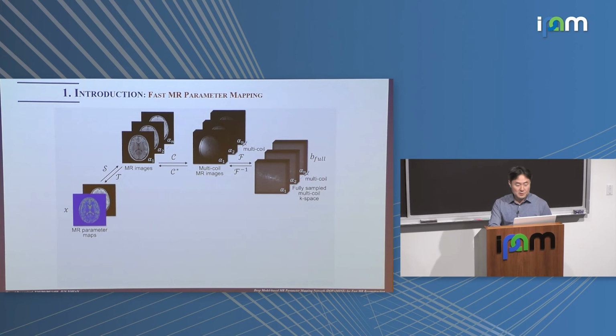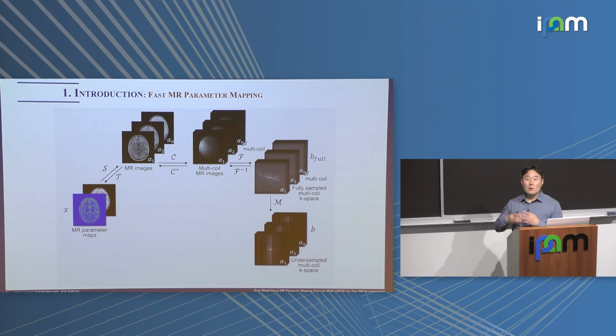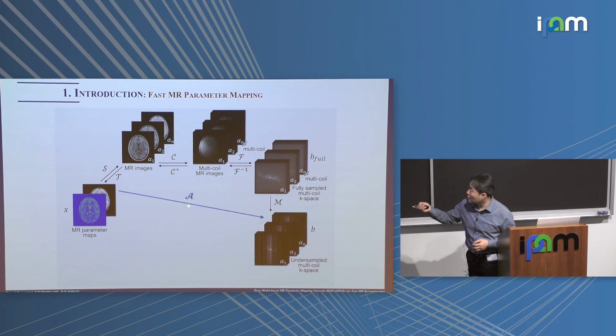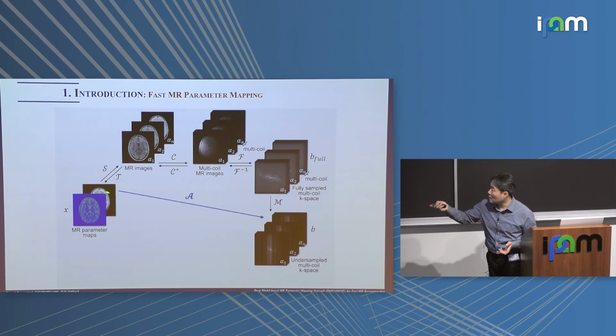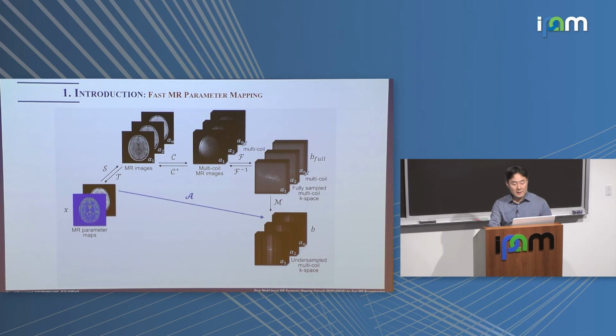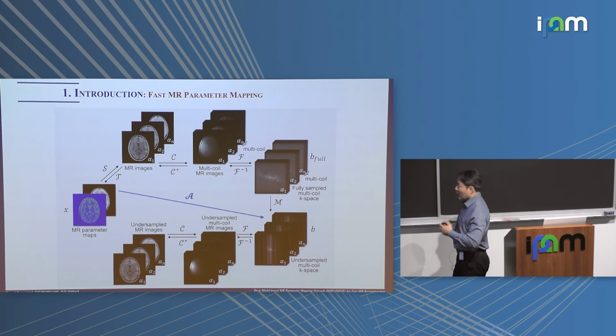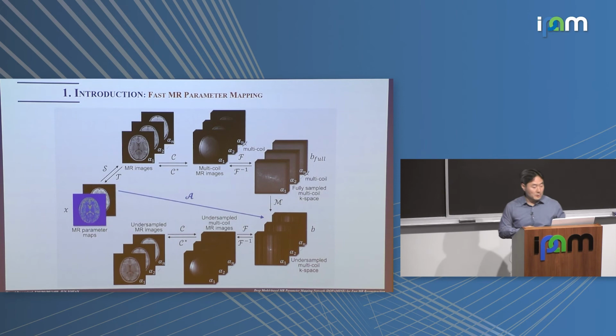And now to accelerate the MR imaging, we want to do the undersampling in k-space. Then our whole problem can be formulated with this forward operator, which goes from this MR parameter map, or T1 map, or T1 and T2 and the proton density map, into this undersampled multi-coil k-space. So it's very complicated. Since it's undersampled, it gives the aliased image, and we have to combine those multi-coil images into single magnitude images, and all of them are aliased and corrupted. And from this, we have to estimate this parameter map. So the whole problem gets very complicated.